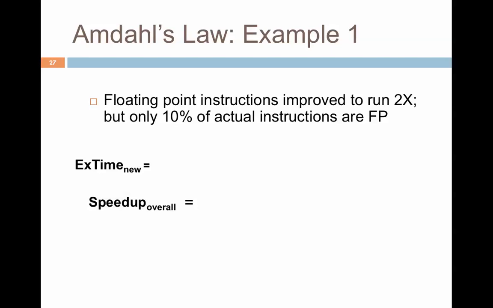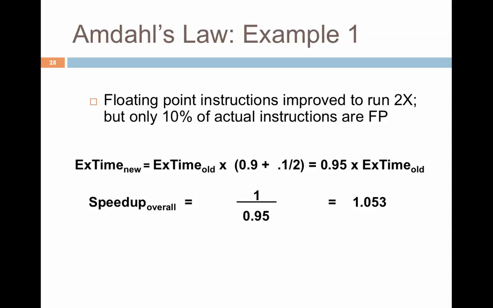Now, if you solve the problem by substituting, you would get this to be execution time old multiplied with 0.9 plus 0.1 by 2. That is, 10% of instructions are floating point, right? And 90% are non-floating point instructions. So 1 minus fraction enhanced is 90%. Fraction enhanced is 10%. You're improving that by a factor of 2. So the speed up enhanced is 2.